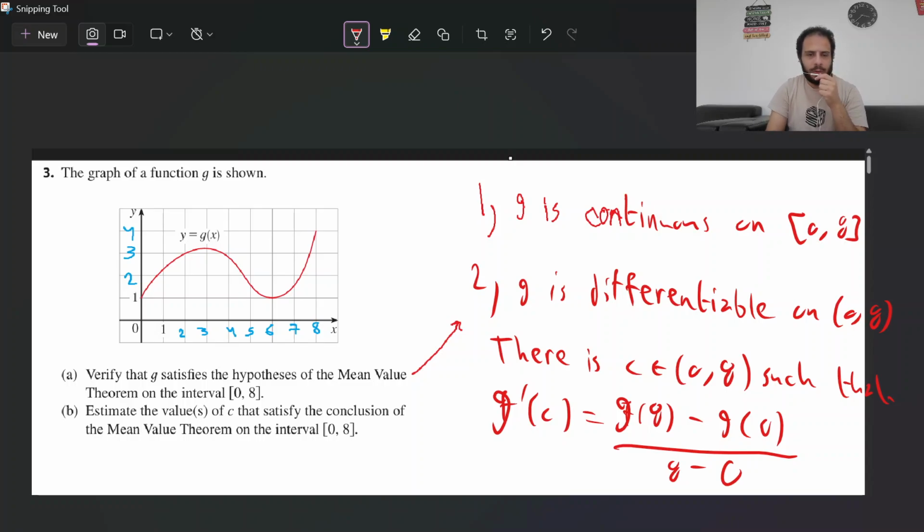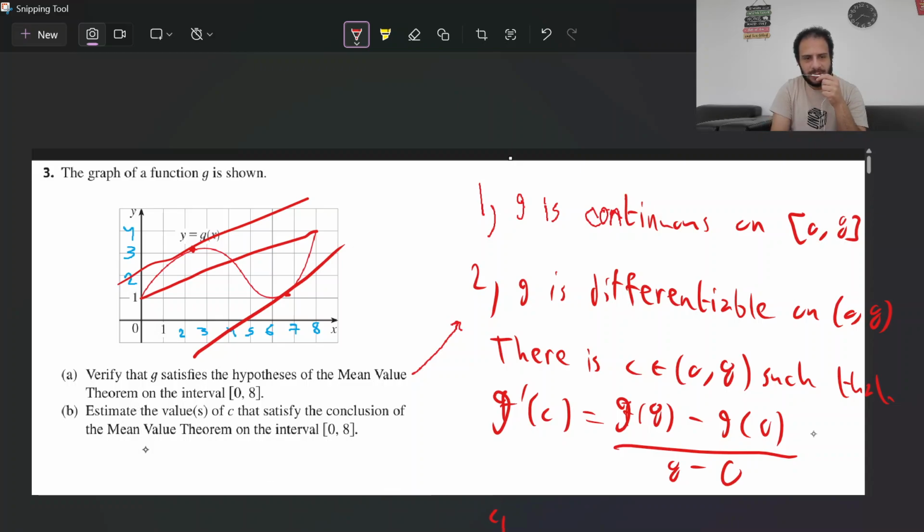What's the geometric meaning of this? The slope of the secant, the slope of this line here, right? There is a tangent line that has the same slope, right? You can see here you have a tangent that has the same slope. Also here, right? So you have two solutions, c1 and c2.